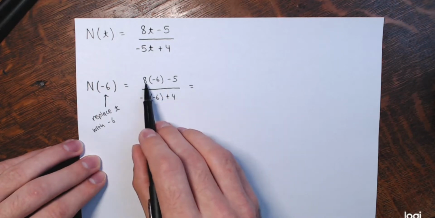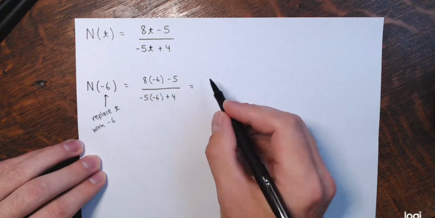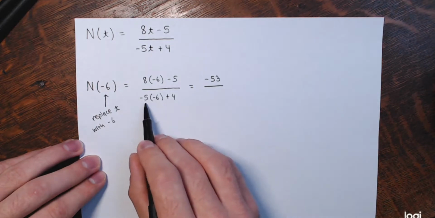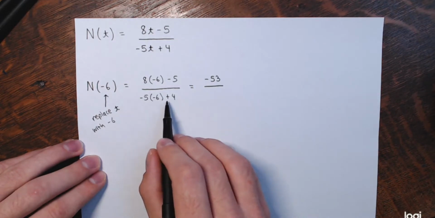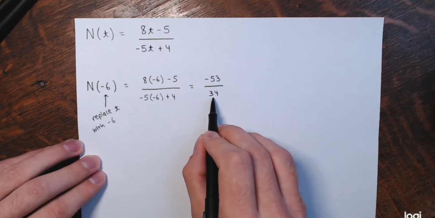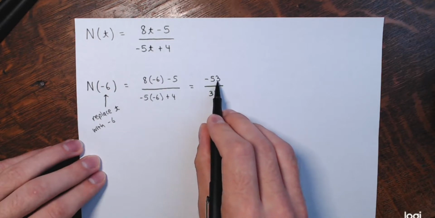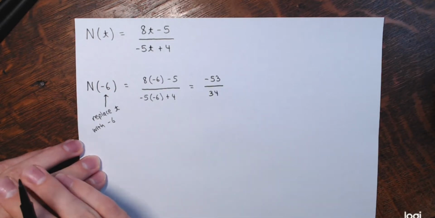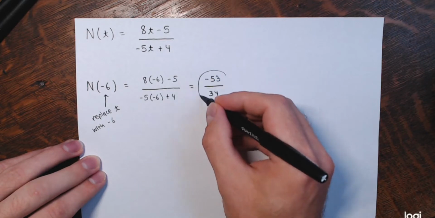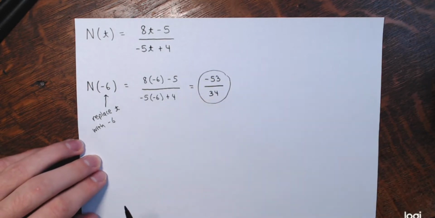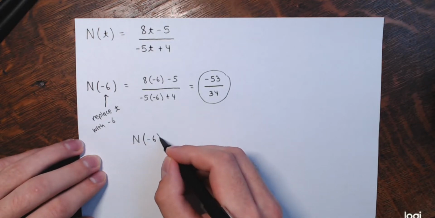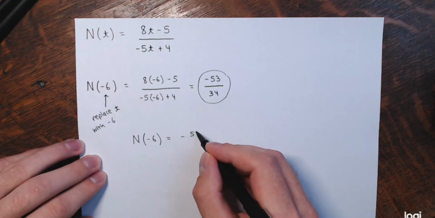The numerator would be negative 48 minus 5, which is negative 53. And the denominator would be 30, negative times negative, 30 plus 4, 34. 34 is 2 times 17, and 53 is prime. And nothing goes into 53 but 53 and 1. So these don't have any common factors, so that's it, negative 53 34ths. So the value of this function n at an input of negative 6 is negative 53 34ths.